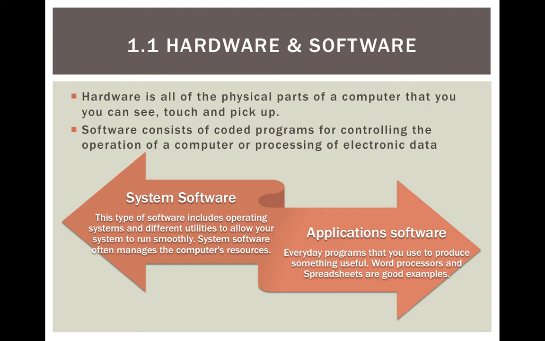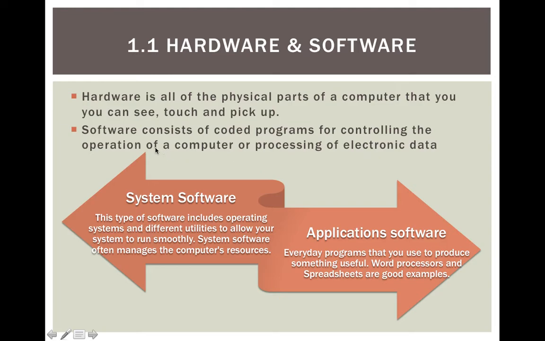So we start with hardware and software. One of the elements that you have to be prepared for is that they may ask you to define hardware and software, and you'll all in your heads think that you know how to do that or you know what it means, but do you know how to define it? So just be familiar with these key terms, okay? Hardware is all of the physical parts of the computer that you can see, touch or pick up, whereas software consists of coded programs for controlling the operation of the computer or processing of electronic data.